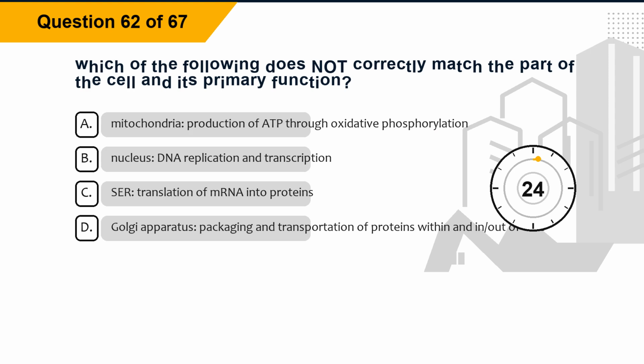Question 62. Which of the following does not correctly match the part of the cell and its primary function? Option A, mitochondria, production of ATP through oxidative phosphorylation. Option B, nucleus, DNA replication and transcription. Option C, SER, translation of mRNA into proteins. Option D, Golgi apparatus, packaging and transportation of proteins within and in/out of cells.